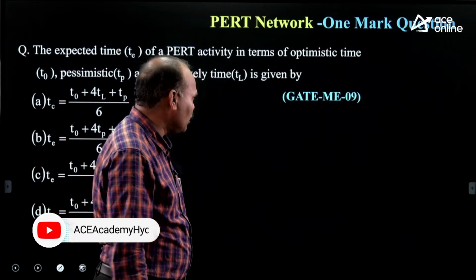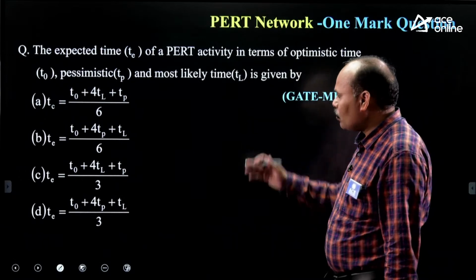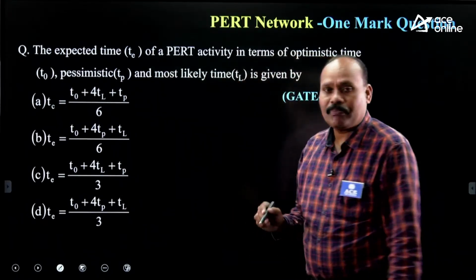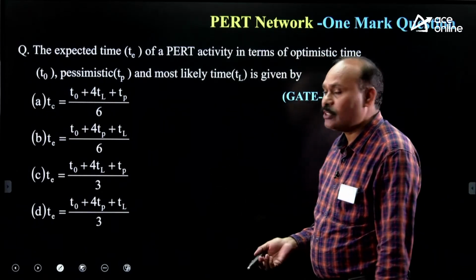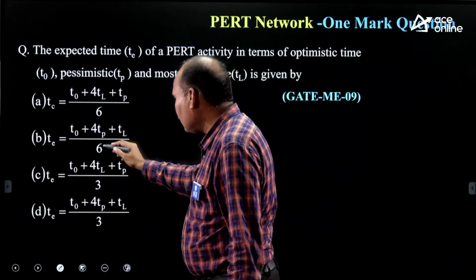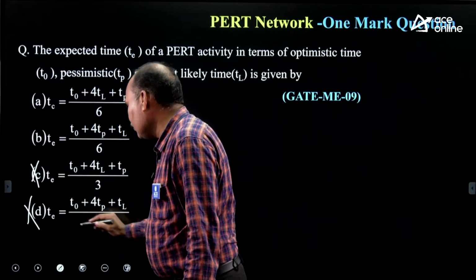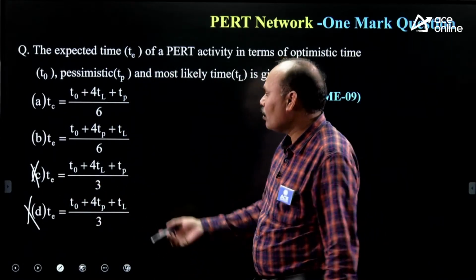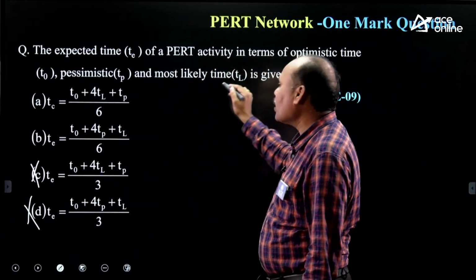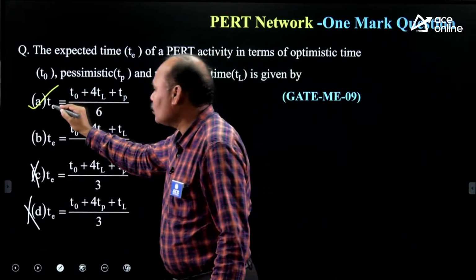Now let us have some sample questions. This question I have taken from GATE 2009, maybe one more question. It is formula oriented. Expected time: TE is equal to T0 plus 4Tm plus TP divided by 6. So here, 6 is mentioned in the denominator, so I can delete option C and option D first of all, because a divide by 3 is there. Now the most likely time is nothing but Tm. So the answer is option A, formula oriented, TE.